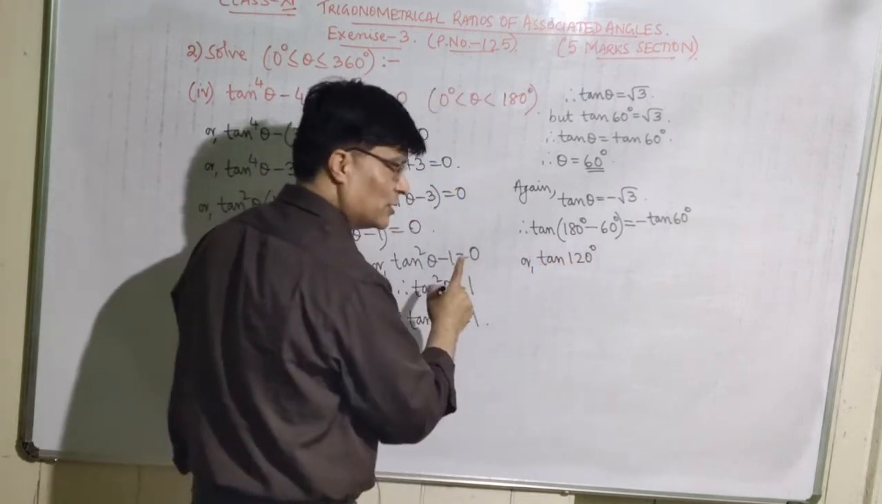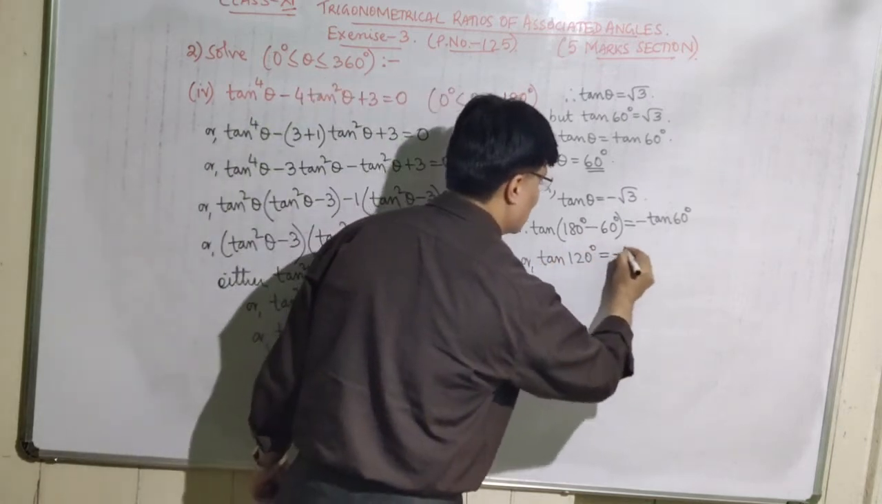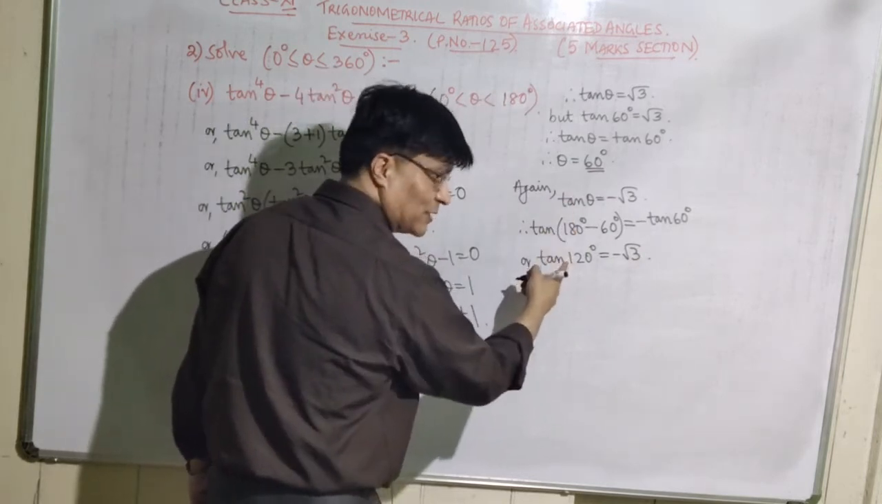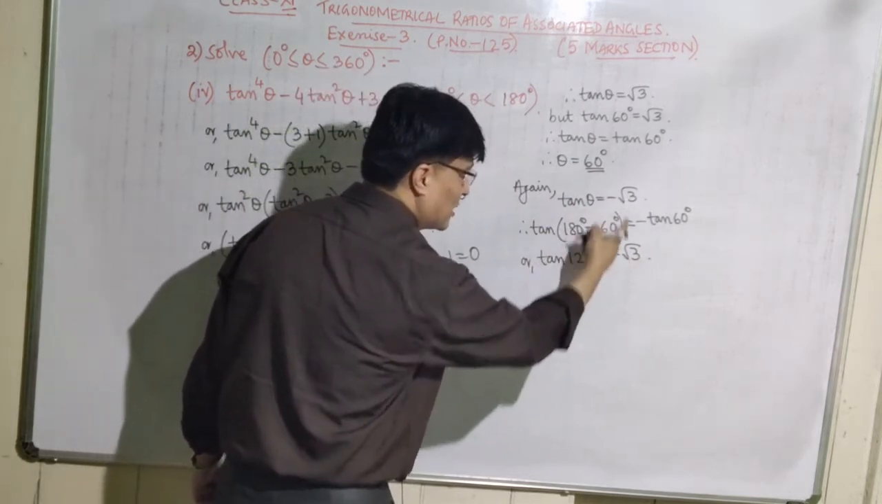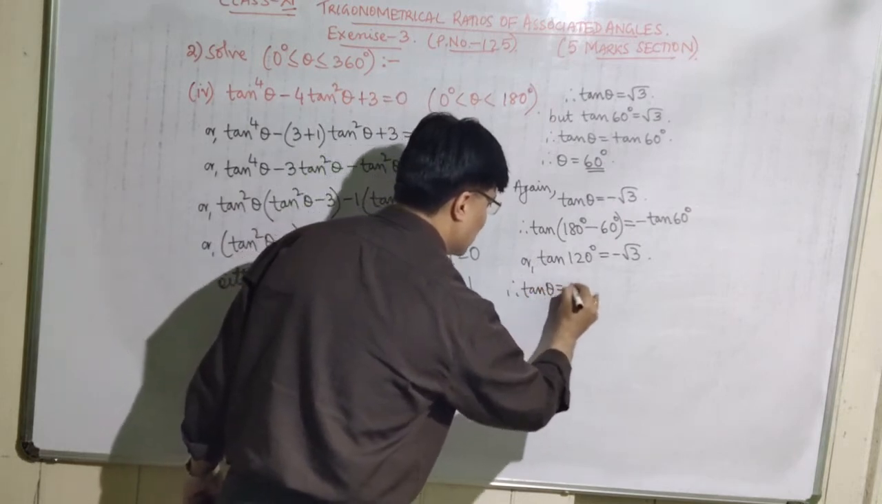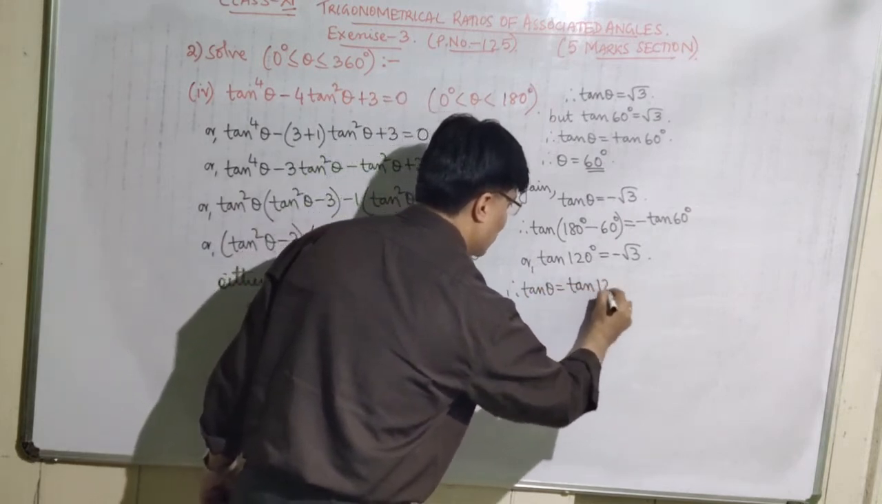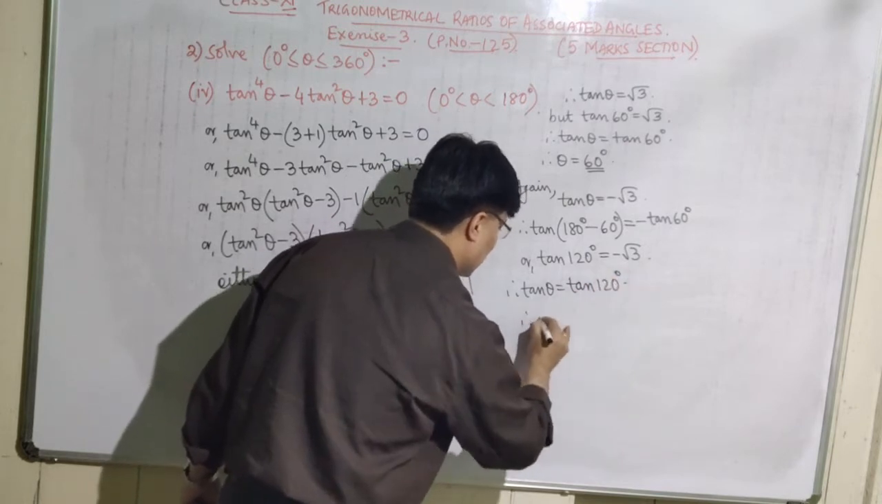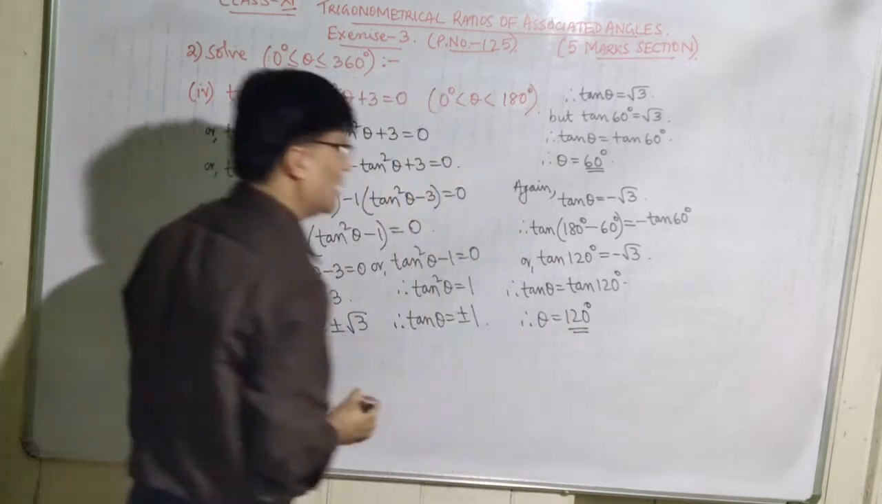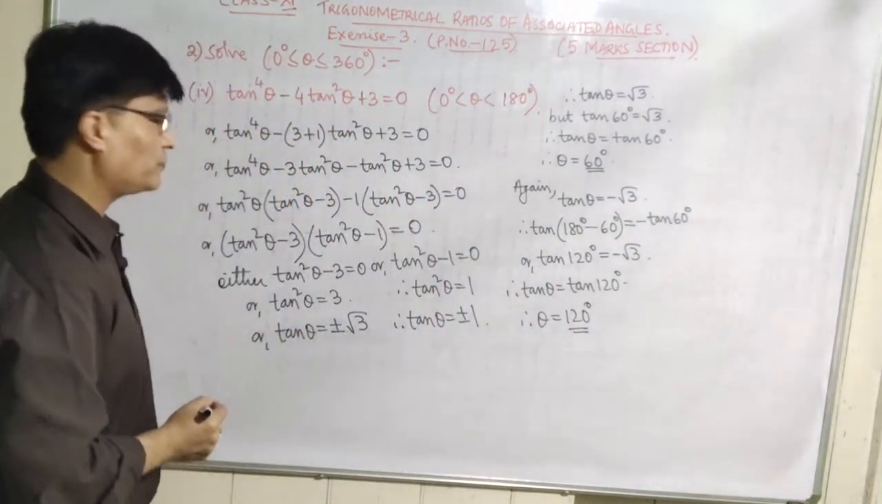180 minus 60 is 120 degree, which is equal to minus root 3. So now you can equate this left hand side. Right hand sides are equal, so left hand sides must be equal. That is tan theta is equal to tan 120 degree. That means what is the value for theta? Theta is equal to 120 degree.